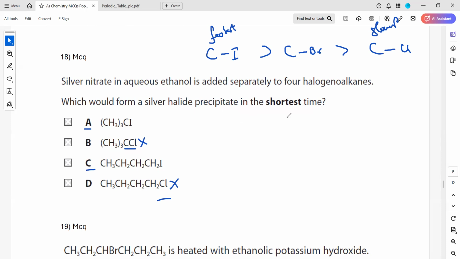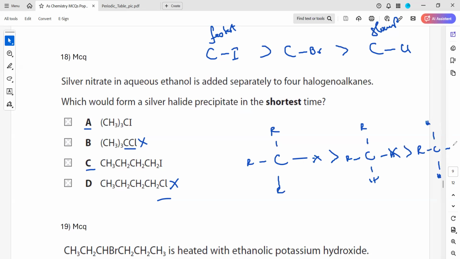But which one will react faster? The tertiary halides will react much faster as compared to secondary. If you have tertiary halides, they will react much faster than secondary, and the secondary will react much faster than primary, because the carbon cation which will be formed is more stable, so it can easily break the bond. So this is the order: tertiary will react faster than secondary, and secondary reacts faster than primary.